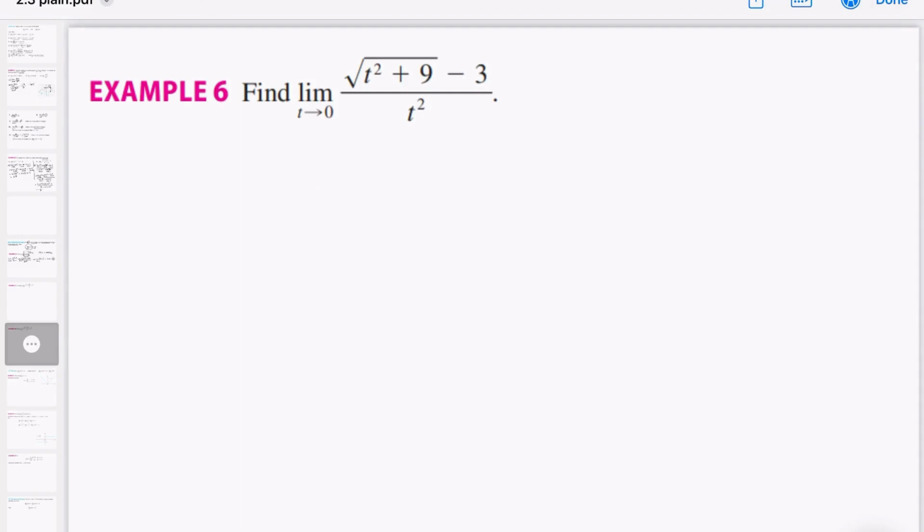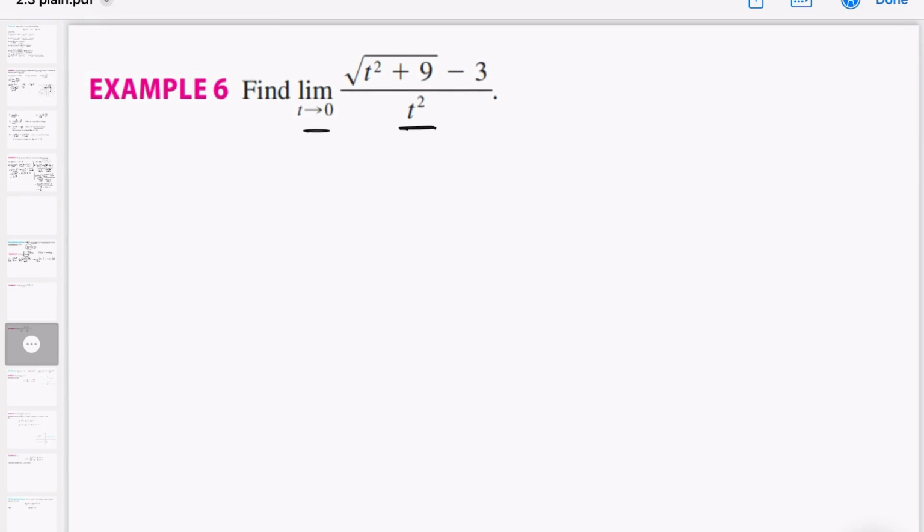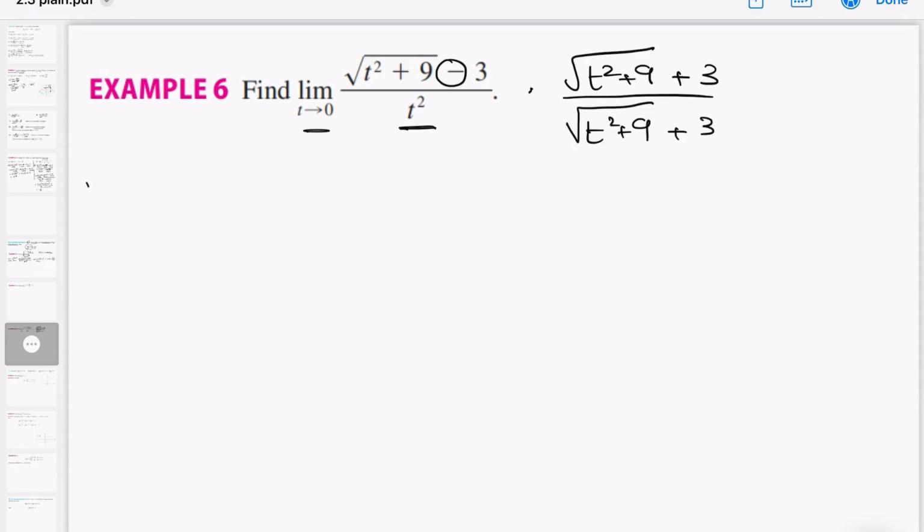Okay, here is example 6. It says find the limit of the function square root of t squared plus 9 minus 3 over t squared. Here we can't apply the quotient rule directly because the limit of the denominator is equal to 0. So here we're gonna just multiply by the conjugate. What is the conjugate? It is just the opposite of the square root of t squared plus 9 minus 3: instead of the minus, we put a plus, 3, over the same function. Here it is.